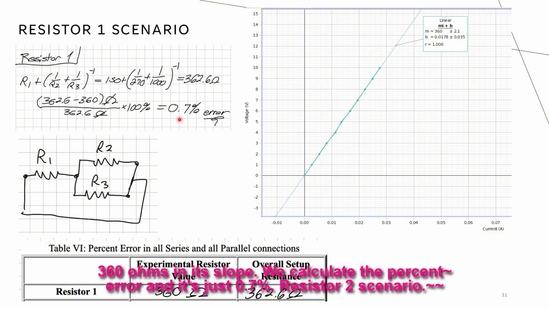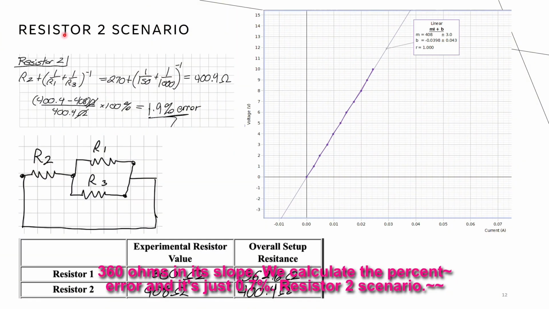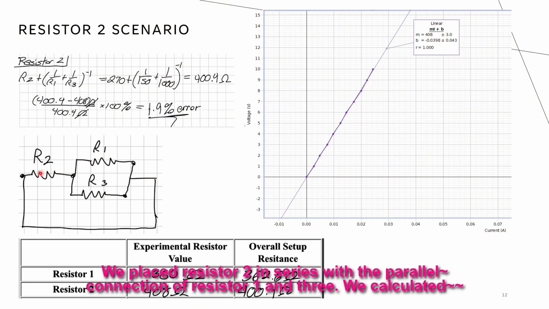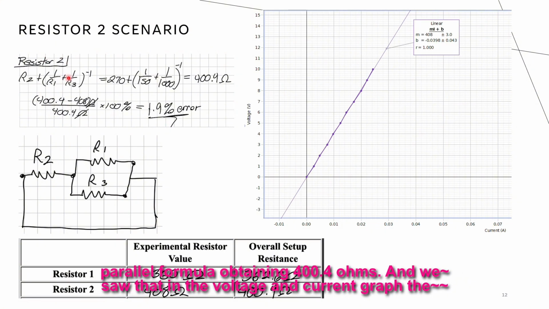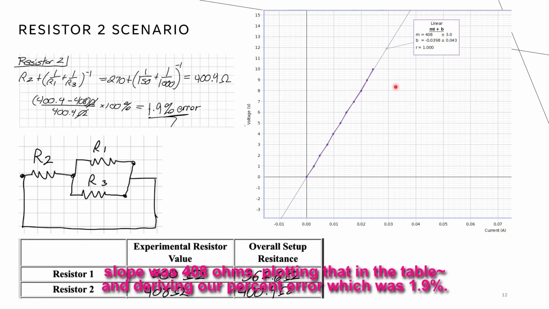For the resistor 2 scenario, we placed resistor 2 in series with the parallel connection of resistor 1 and 3. We calculated the theoretical value with this equation over here, using the series formula in conjunction with the parallel formula, obtaining 400.4 ohms, and we saw that in the voltage and current graph the slope was 408 ohms. Plotting that in the table and deriving our percent error, which was 1.9%.